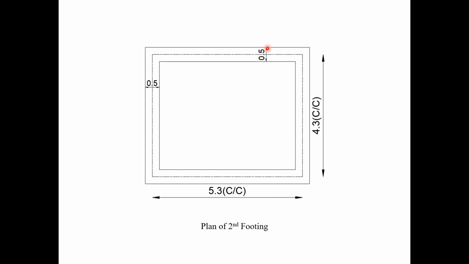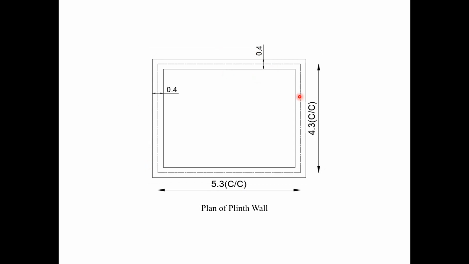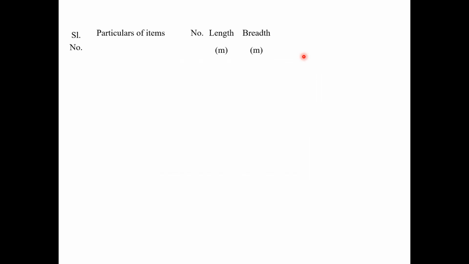Here the only change is the width of the foundation, which is the width of the footing, which is 0.5 meter. So on either side of the center line it will be 0.25 and 0.25, and for the plinth wall it is 0.4 meter total width, and the offset from center line is 0.2 meter on either side. I am specifying the offset on either side because that is what we are going to consider in the length calculation. Let's see how it is done.